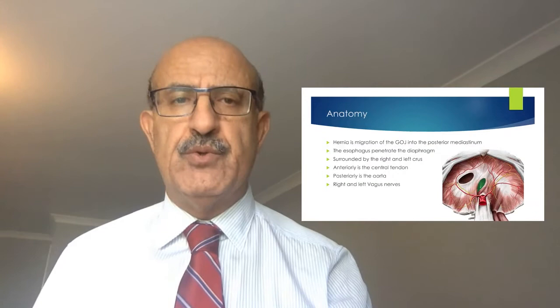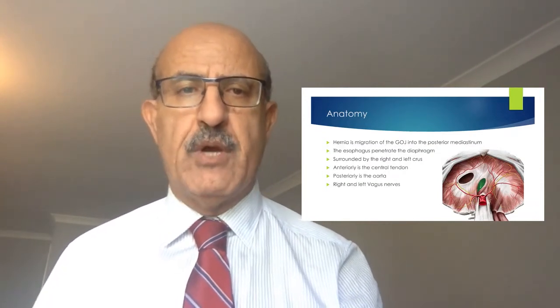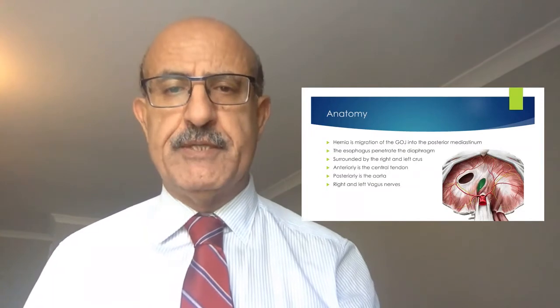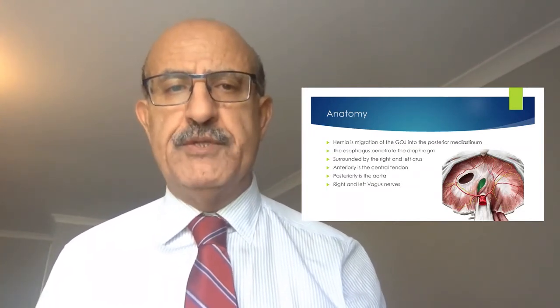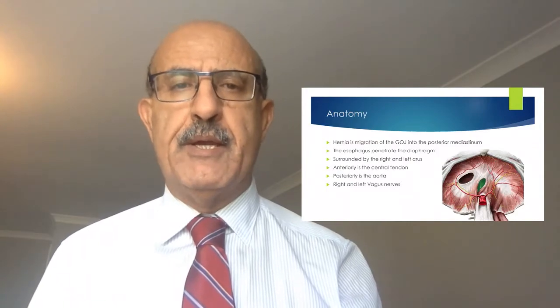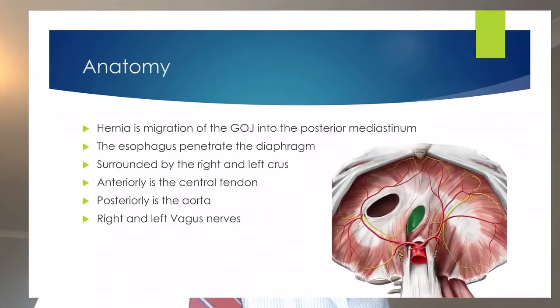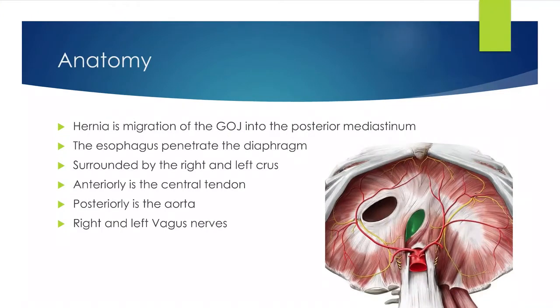First thing that I want you to learn is a little bit about the anatomy. So I have taken the most important and relevant points to the anatomy of the hiatus hernia. We know the esophagus traverses the diaphragm in between the right and left crus. The hernia itself is usually a matter of migration of the gastroesophageal junction into the superior mediastinum via the esophageal hiatus.